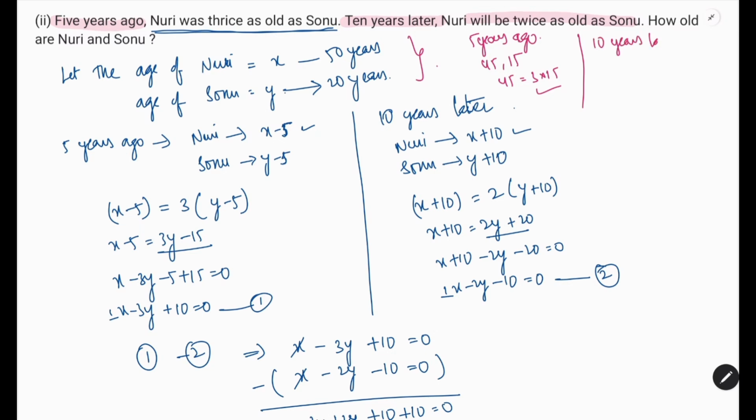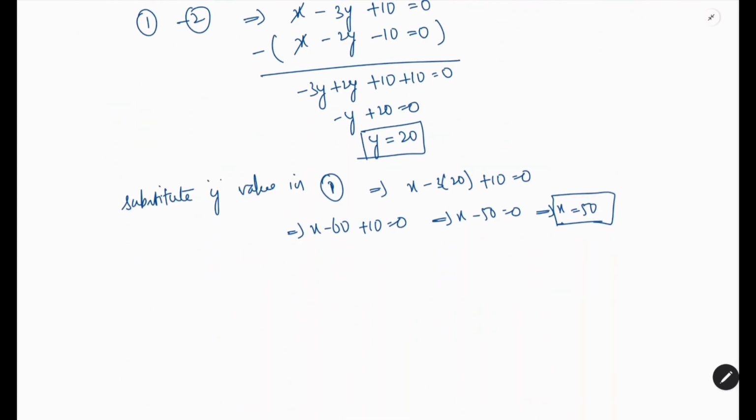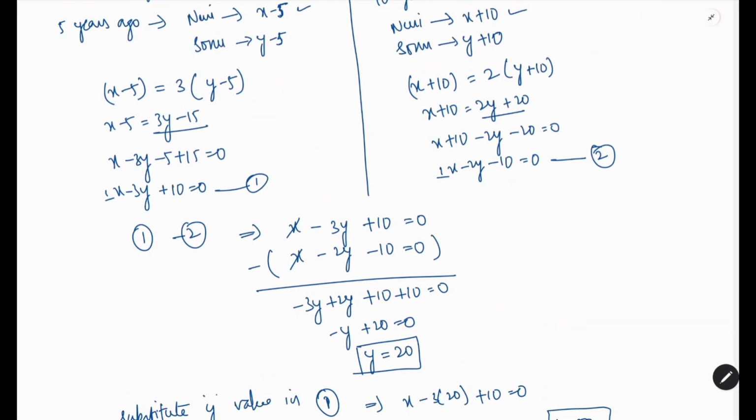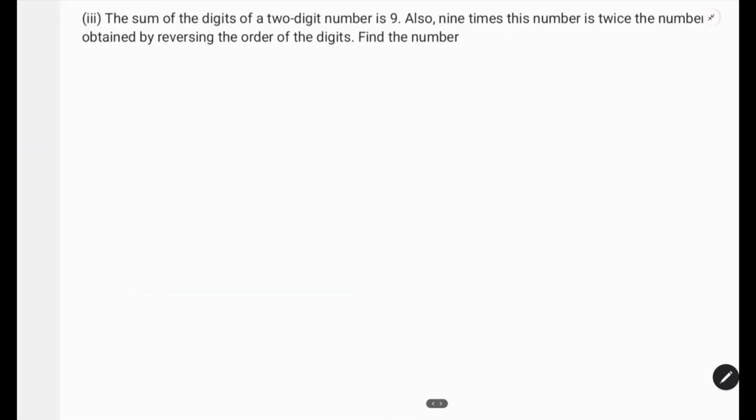And the second case is 10 years later. What is the age of Noori? Noori will be 50 plus 10, which is 60, and the age of Sonu is 20 plus 10, which is 30. So Noori will be twice as old as Sonu. So this is also correct. So the ages of these two are correct. Okay. Next one. Third one.